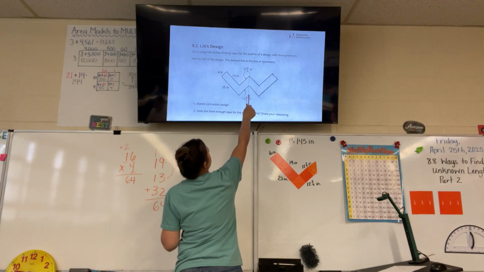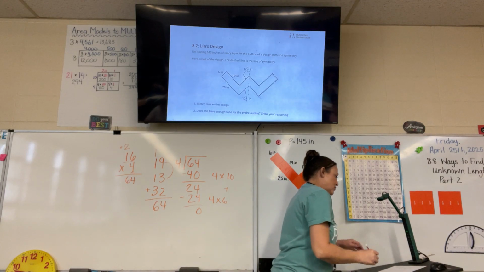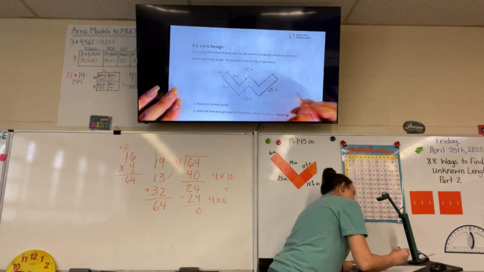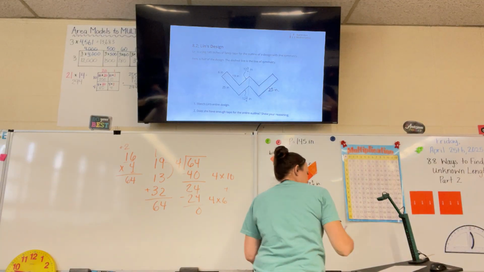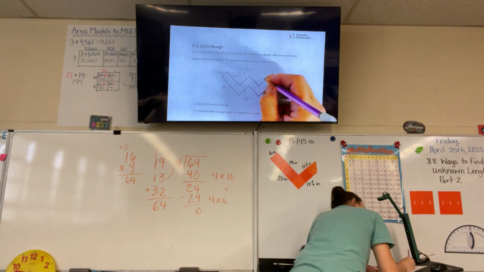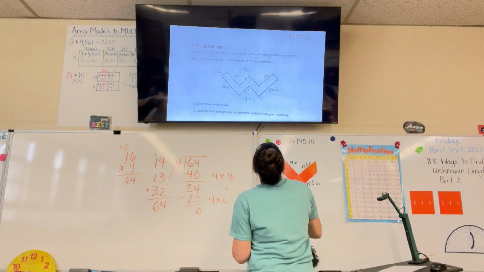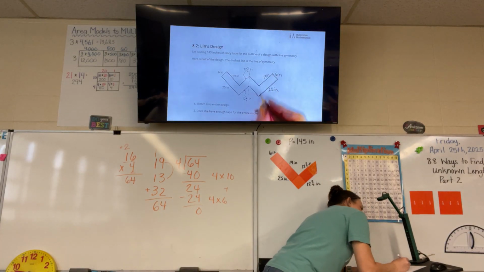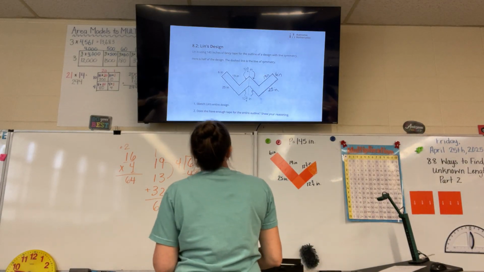Since this is a line of symmetry, what is this line gonna equal? 25. The longer line is 25 inches. Okay? What is this line gonna equal? 19 inches. What is this little short line gonna equal? 6 inches. Okay. And then the other ones are gonna be 12 and 3/4.